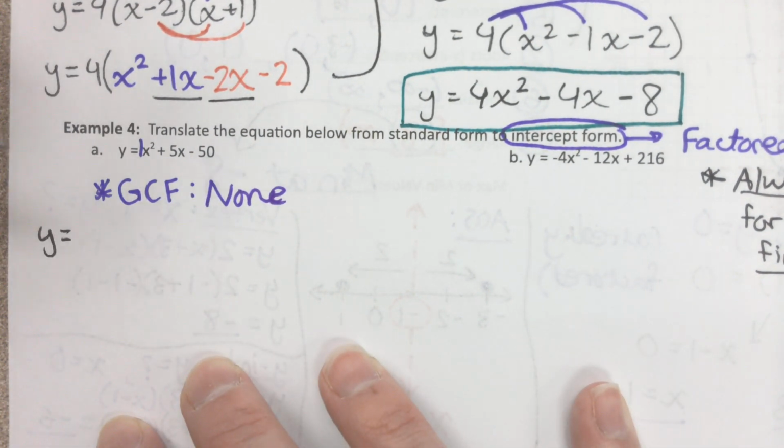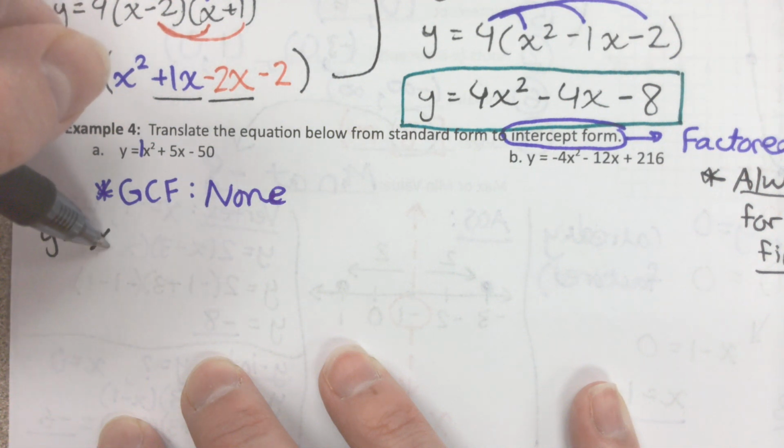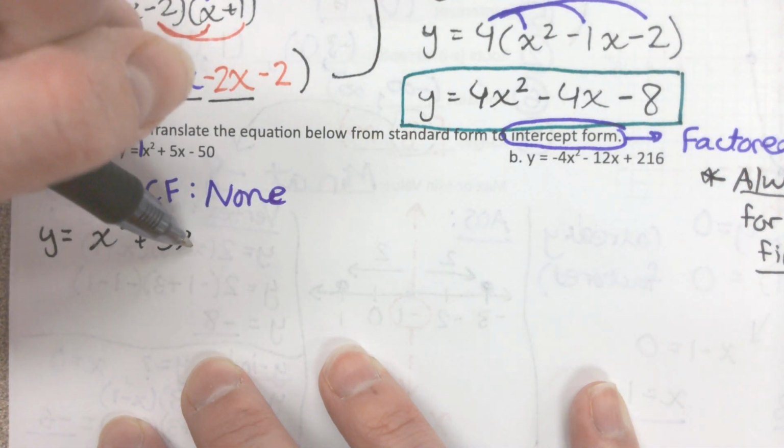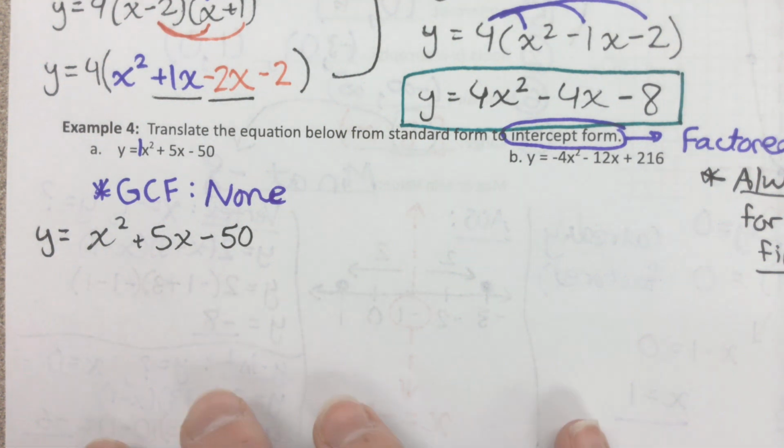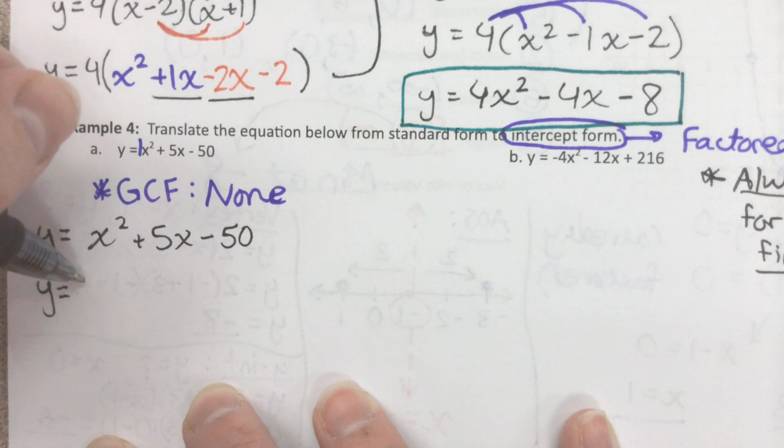I'm going to rewrite the equation. Y equals x squared plus 5x minus 50. We check for GCF. No GCF. Let's focus on the problem. Trinomial, 3 terms. How do we factor it? ACB chart. So we're going to have our factors.